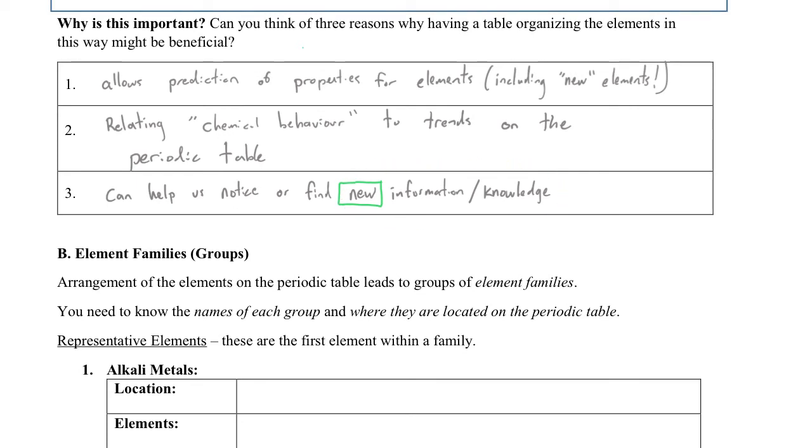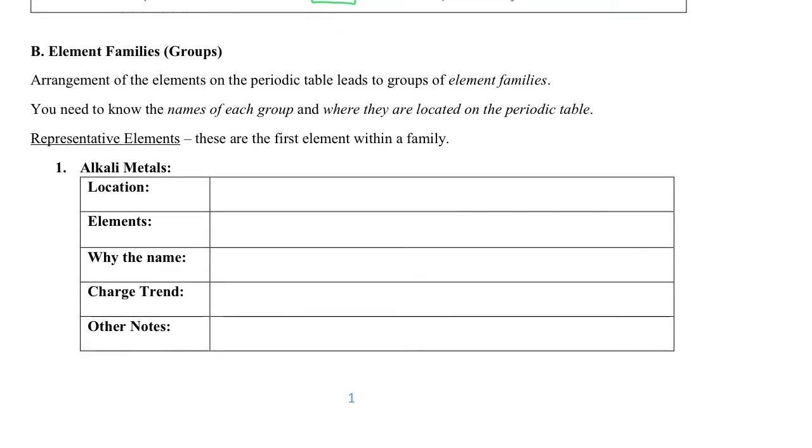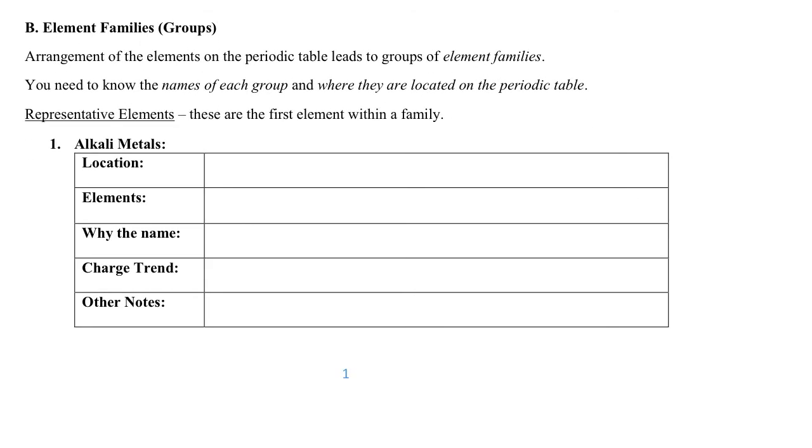So now that we've had an introduction to the periodic table, let's actually go into some detail on the different parts of the periodic table, what they're called, and what they mean. Here in the second part of this lesson, we're going to learn about the different families of elements on the periodic table. These are also called groups.